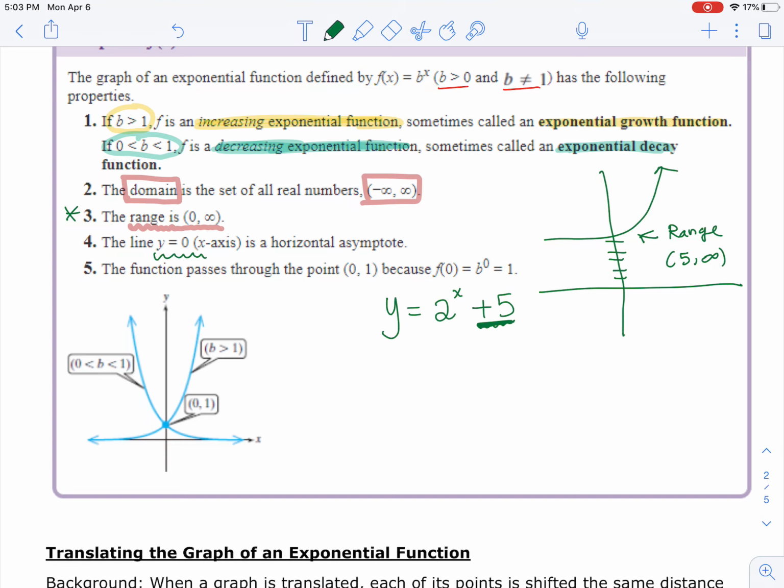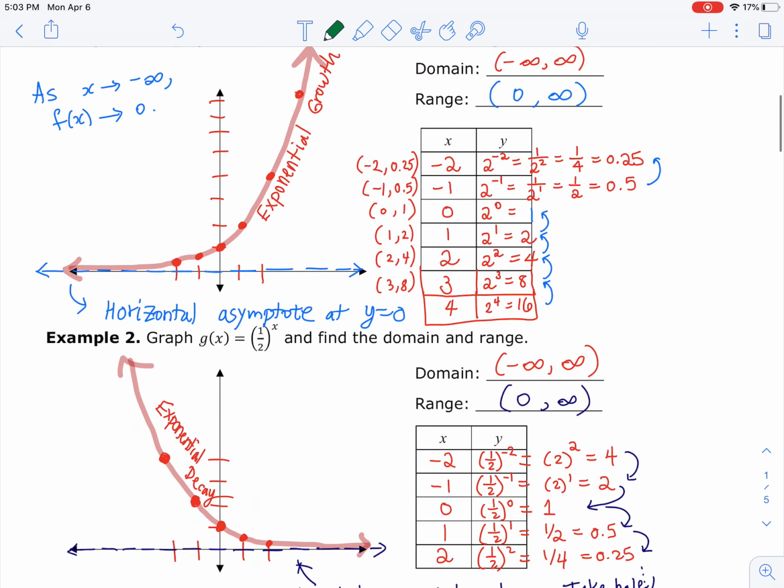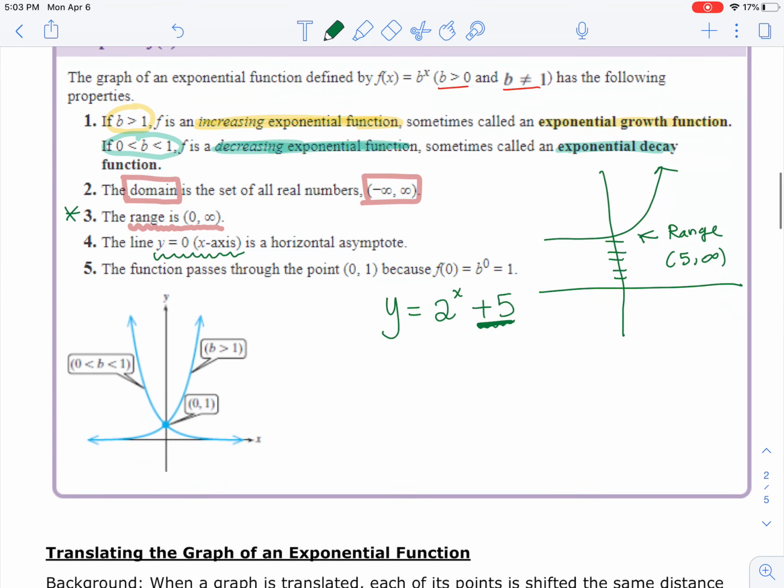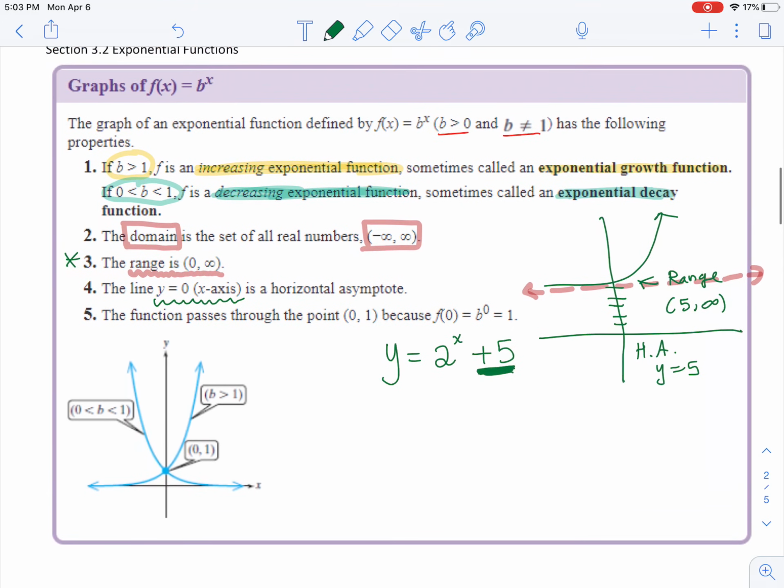But if you have a piece added to it or subtracted, then the range will change and we will look at them, okay? All right, the line y equals 0, the x-axis, is the horizontal asymptote. Again, that is true for any functions like examples 1 and 2 that we graphed that didn't have any vertical translation. But if you move it up or move it down, of course the horizontal asymptote will change. For this function that I just graphed, notice all the values will be greater than 5. So the horizontal asymptote will be at y equals 5, because I added 5 to that function 2 to the x power.